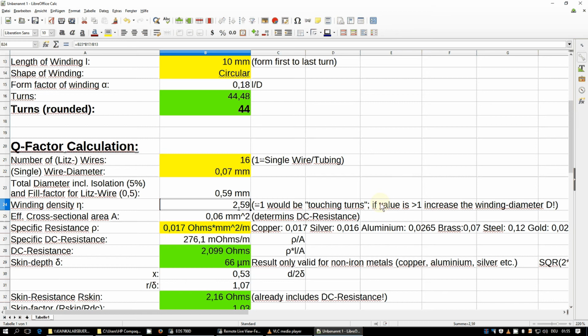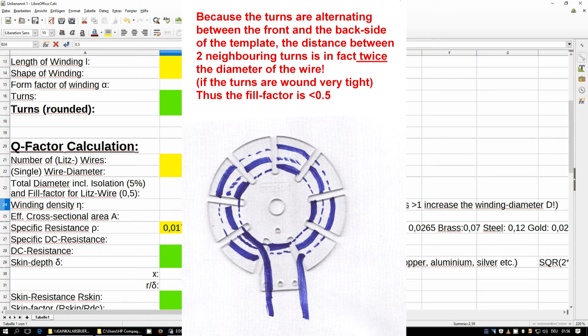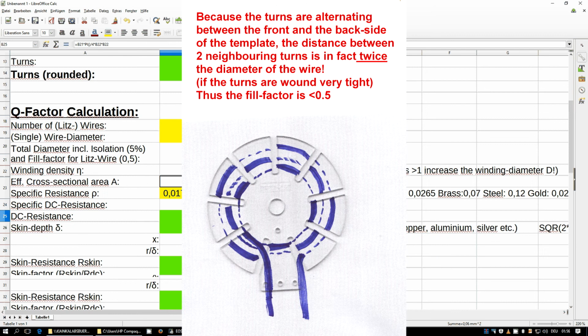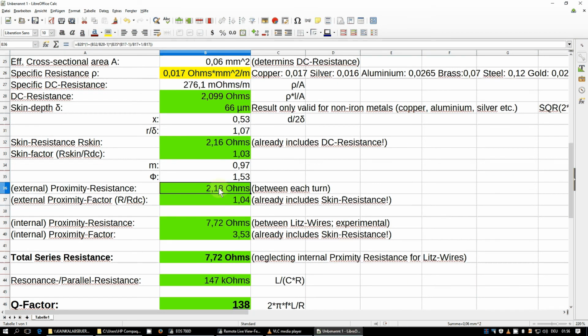But on the other hand, if we take manually a value of 0.5, that would come near to how a spiral wound coil really is, because the true distance between each turn is about a ratio of 2 to 1, or 1 to 2, depending on how you look upon it. So let's input manually a value of 0.5, and now we can see the external proximity effect is in fact again slightly larger than only due to skin effect.